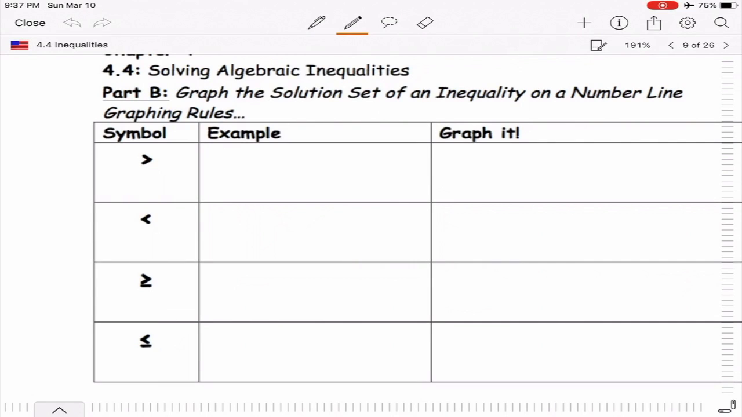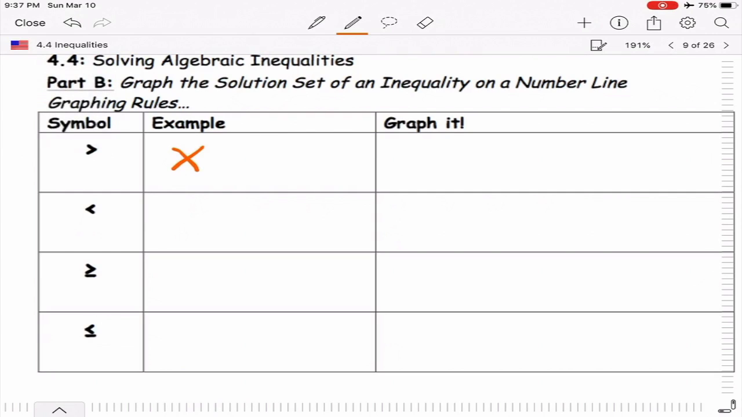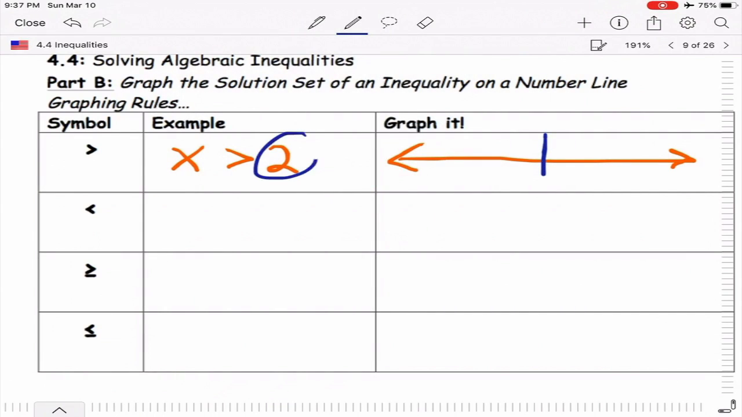I'm just going to make up an example and then I'm going to show you how to graph it. So let's just say that x is greater than 2. Well, you graph it by drawing a number line. In the center, I usually just put what the answer is. So if it's x is greater than like 3, I'll put a 3. If it's x is greater than 7, I'll put a 7. In this case, because it's x is greater than 2, I'll put a 2 right in the middle.